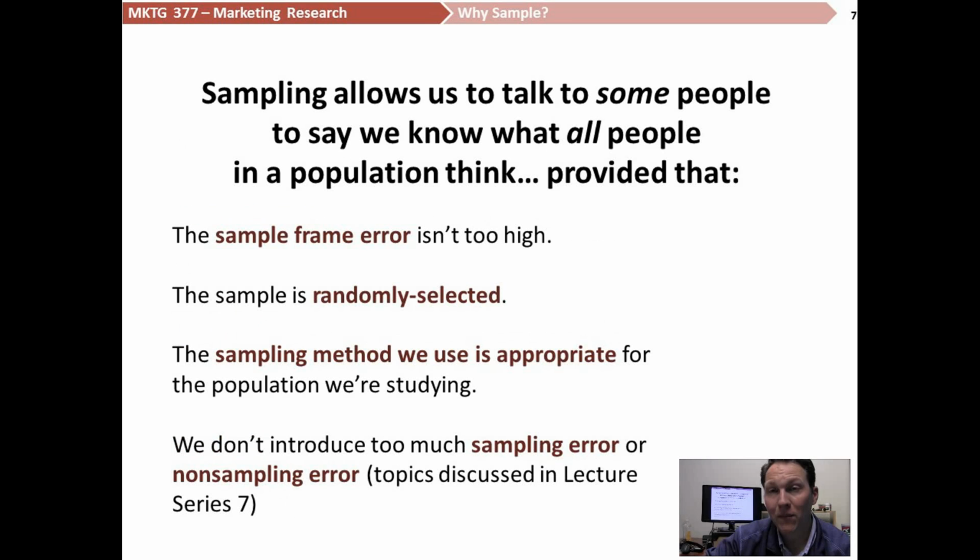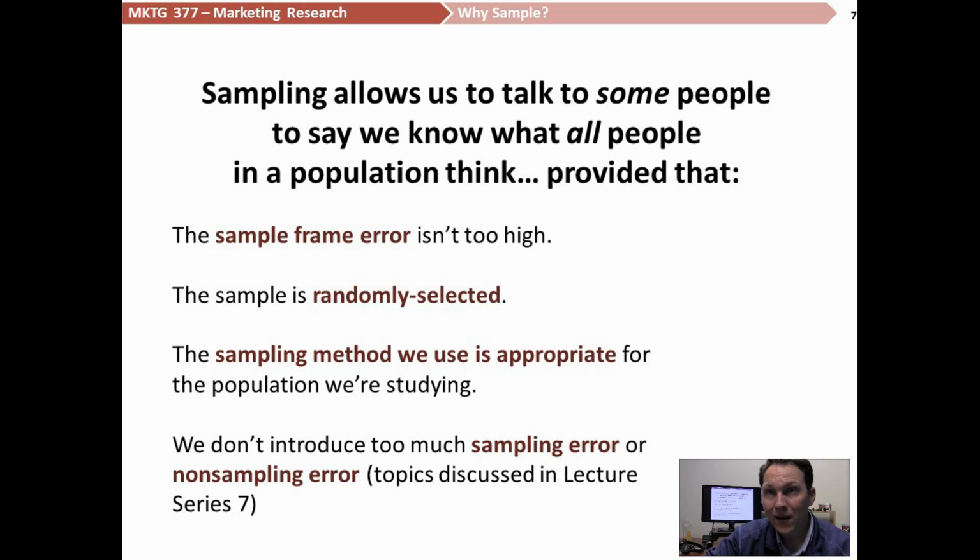Well, now let's think about sampling as it pertains to human beings. I think one way to think about it is that sampling allows us to talk to some people to say that we know what all people in a population think. Provided that, first of all, the sample frame error isn't too high, that the sample is randomly selected, that the sampling method that we're using is appropriate for the population that we're studying, and that we don't introduce too much sampling error or non-sampling error, which again we're going to talk about in lecture series 7.